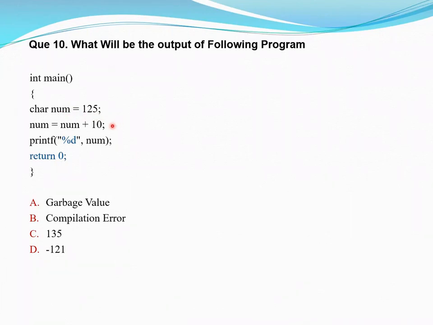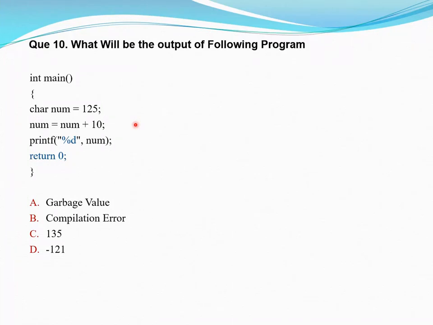In the next statement, num is equal to num plus 10. The value of num will be incremented by 10. That means the value of num will be 125 plus 10, which equals 135. But actually num cannot hold the value 135 because the num variable is of character type and the maximum value a character can hold is 127 only, because the range of character is from -128 to 127. But still it will not give you an error.